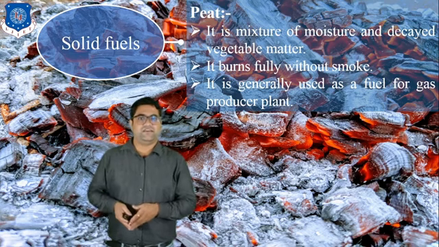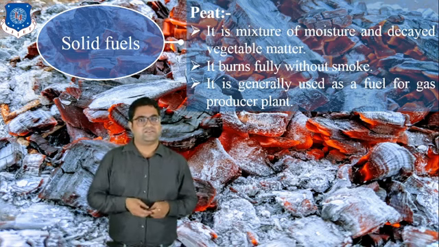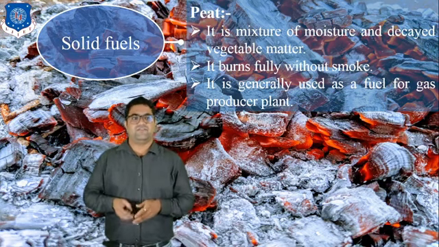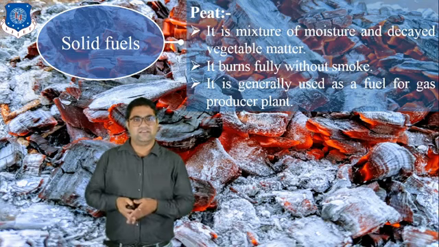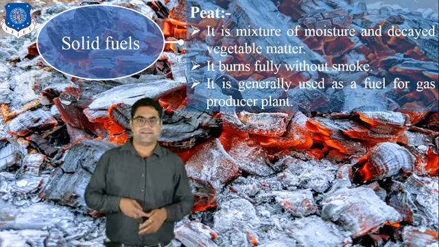Now the second is peat. Peat is a mixture of moisture and decayed vegetable matter, and it burns fully without smoke. Generally, peat is used as a fuel for the gas producer plant.